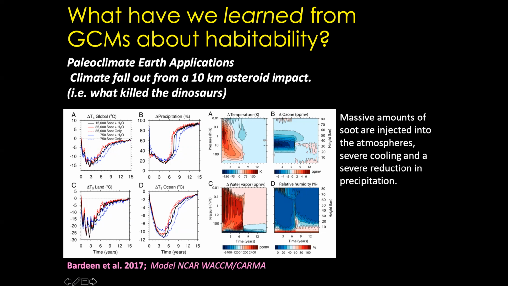And you can see on the left how you have a severe reduction in global temperature, reduction in precipitation that would have resulted in many of the plants dying. And on the right, you see atmospheric temperatures and ozone loss. So this is another novel problem related to habitability of Earth through time that could be elucidated through the use of a 3D model.